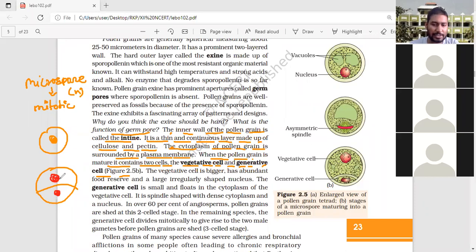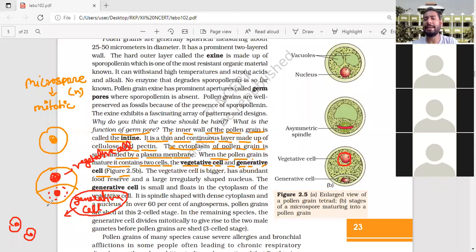The cell which is big in size is called the vegetative cell. The cell which is small and found at the base is called the generative cell. Generative cells are very important, because the generative cell undergoes mitosis again and forms the two male gametes.